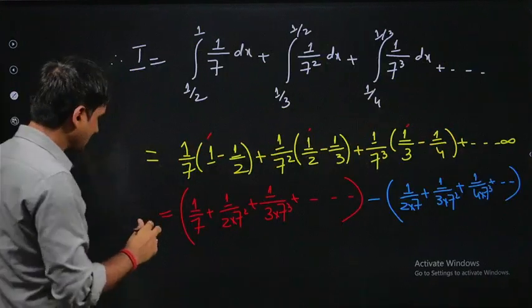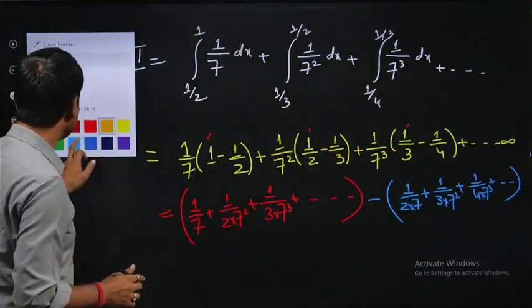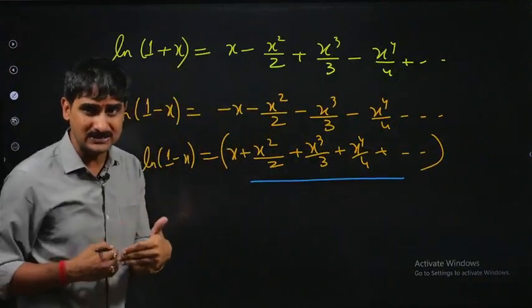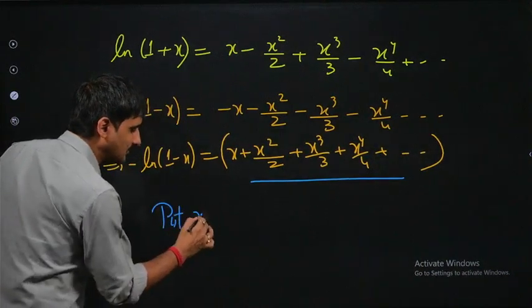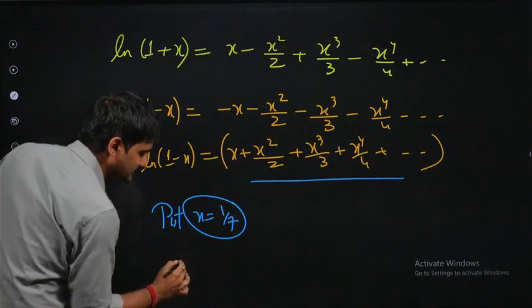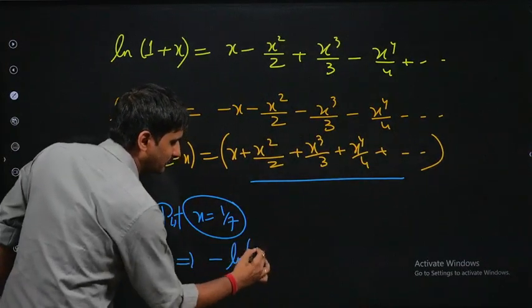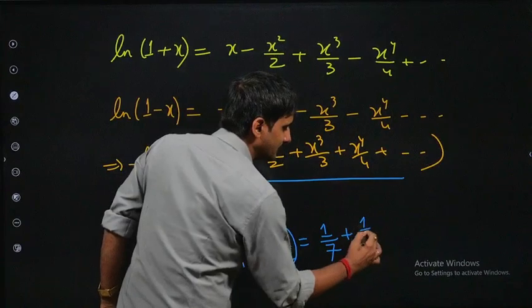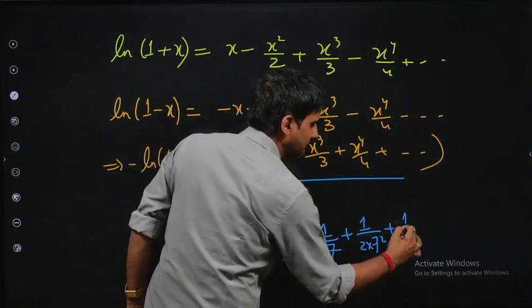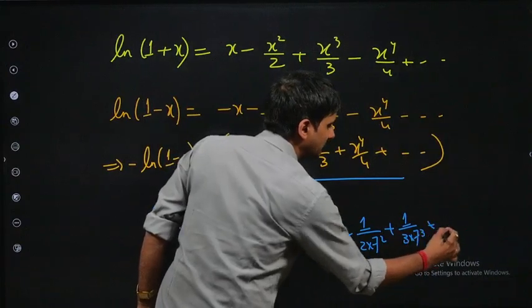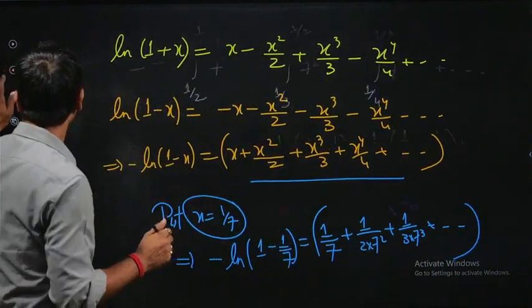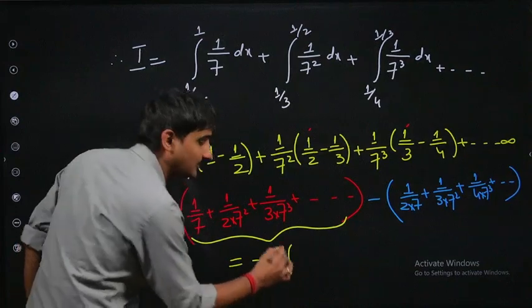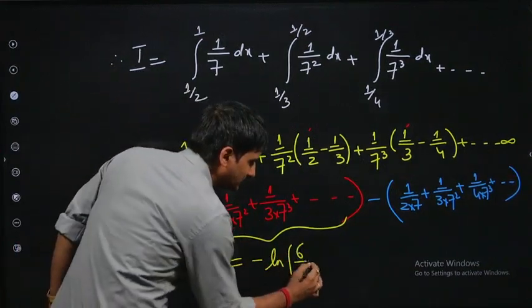Okay, so I think we are done with the first one, isn't that so? If I just compare this series with this series, we can say that we put x equal to 1 by 7 here. So what will we get? Minus times ln of (1 minus 1 by 7), and the series will be, instead of x, 1 by 7: 1 by 2 into 7 square plus 1 by 3 into 7 cube and so on till infinity. So we got the sum of this first series, and it is nothing but minus times ln of (1 minus 1 by 7), which is ln of 6 by 7.